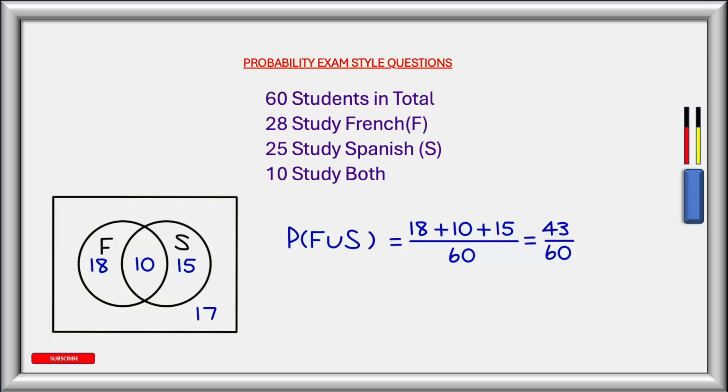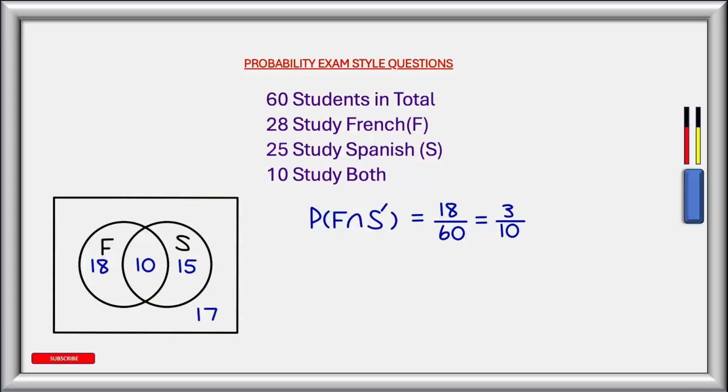And for part B, we need to find the probability that a randomly selected student studies either French or Spanish or both, which means the probability of the union of those studying French and Spanish, which is represented by the green shaded region on the Venn diagram. So if we sum these numbers, we have 18 plus 10 plus 15 and divide by 60, the total sample space, we get a probability of 43 divided by 60.